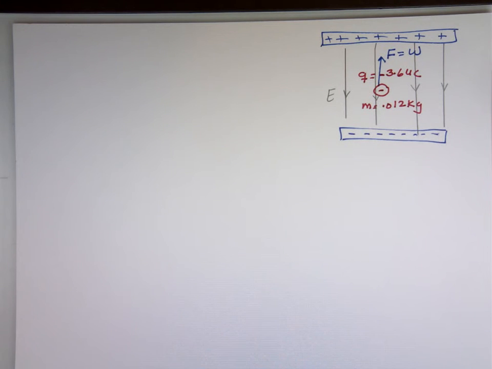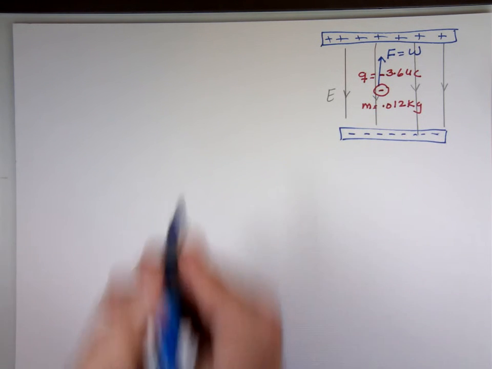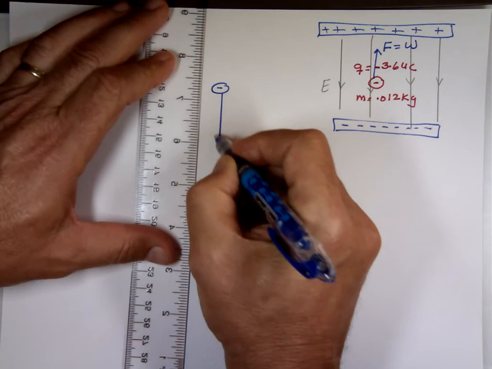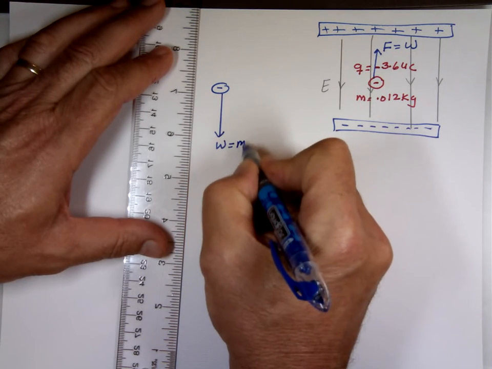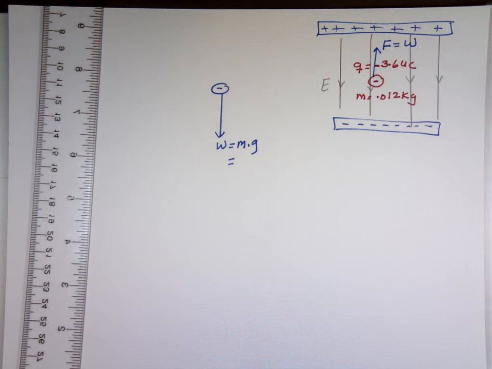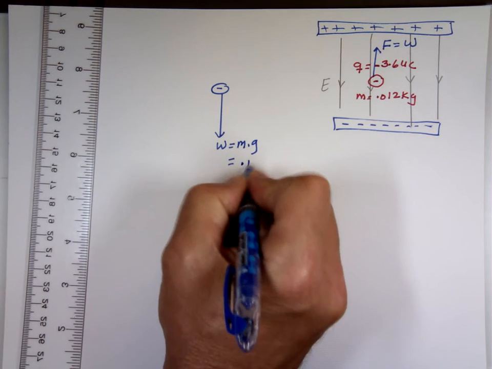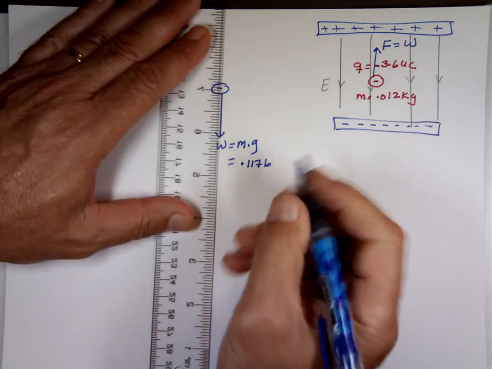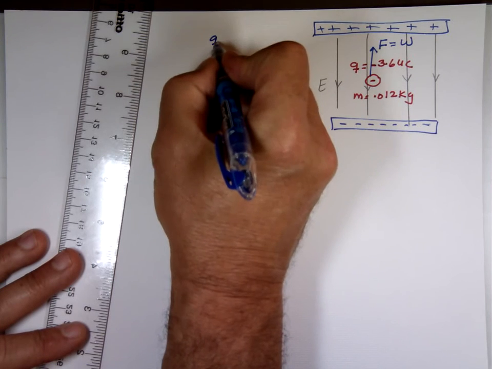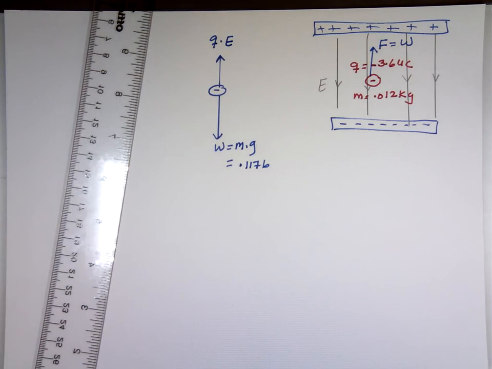Why isn't the object moving? Because there's the charge here, we have the weight down, we have the mass, which is 0.012 times 9.8, 0.1176. We have a force pushing upward, and the magnitude of that force is Q times the electric field. Q for this is what? 3.6 micro. Again, the sign just tells me the direction.